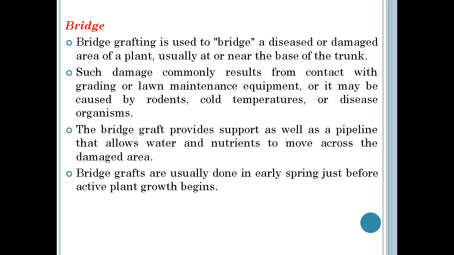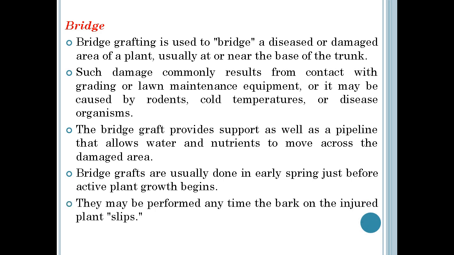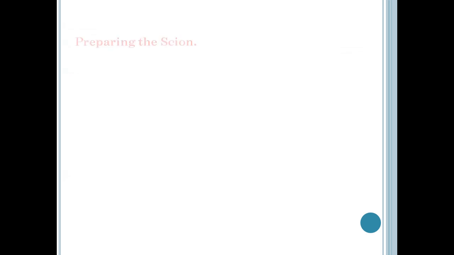The bridge graft provides support as well as a pipeline that allows water and nutrients to move across the damaged area. Bridge grafts are usually done in early spring just before active plant growth begins. They may be performed any time the bark of the injured plant slips.